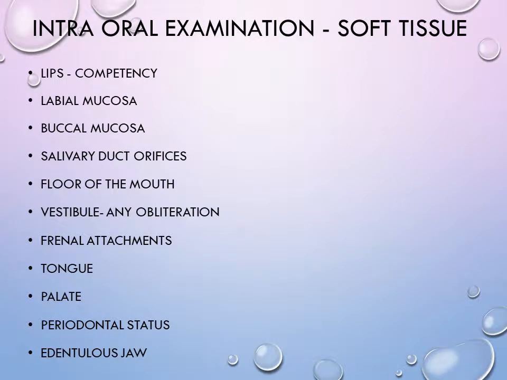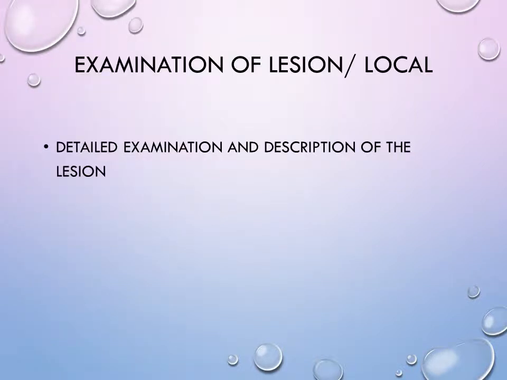Then coming to the soft tissues, we do check all the soft tissues which are associated with the oral cavity, to check for any lesions or any abnormalities, any swellings. So this is all done regularly, and the screening is done to the patient. Coming to the examination of the lesion, if the patient does have a lesion, we have to explain it in detail. That is, we have to describe the lesion, we have to describe the size, the extent, the location, the consistency, whether it's fluctuating or not, so on and so forth.